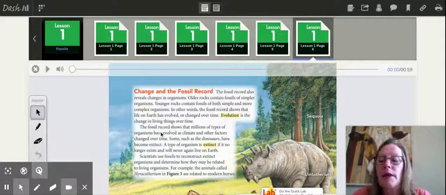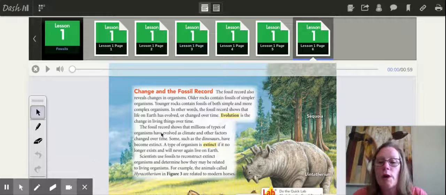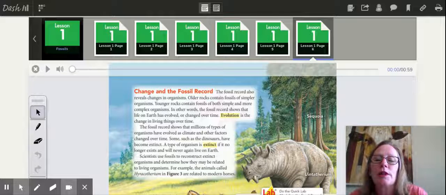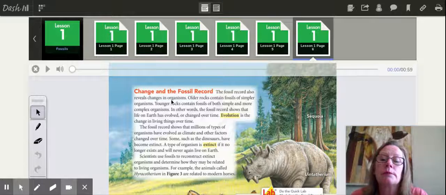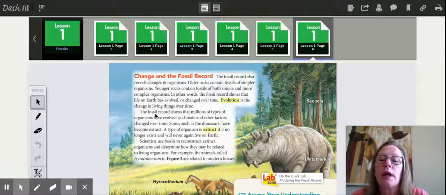And the last page we're going to highlight is page 203. And I want you to look at this. The fossil record reveals changes in an organism. Underline that. Underline evolution is the change in living things over time. Then go through and underline the fossil record shows that millions of types of organisms have evolved as climate and other factors change.